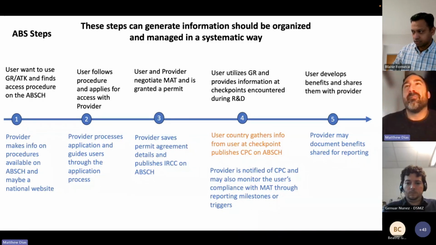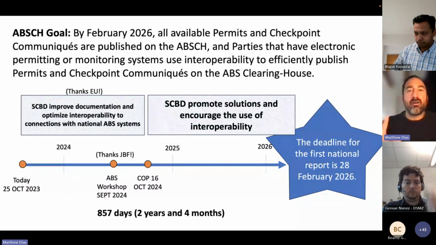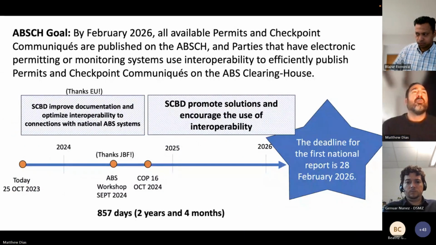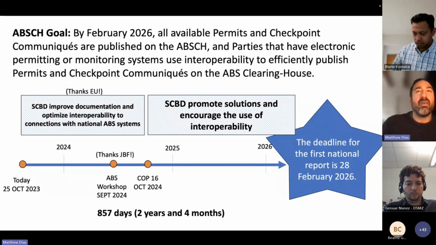But what I wanted to highlight is that we have a goal and a plan for the next 2 years and 4 months, basically. There are 857 days between today and the deadline for the first national report, which is the 28th of February 2026. So we have a goal in mind for what we can do by that time. The goal was that by February 2026, all available permits and checkpoint communiques are published on the clearinghouse.